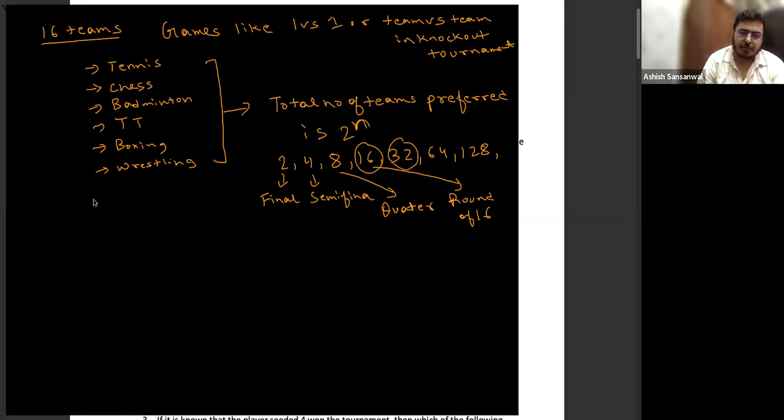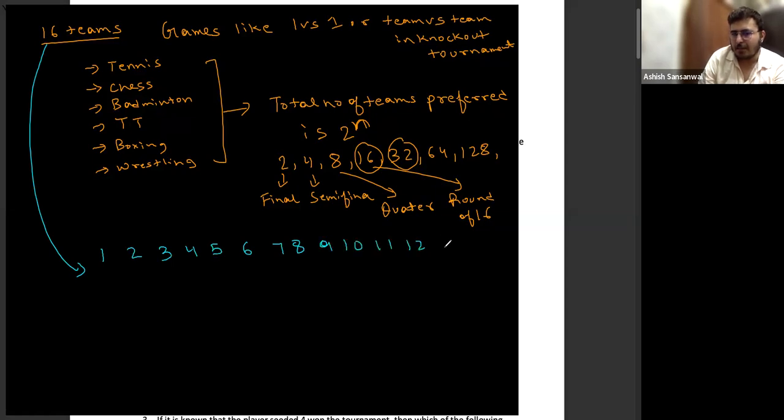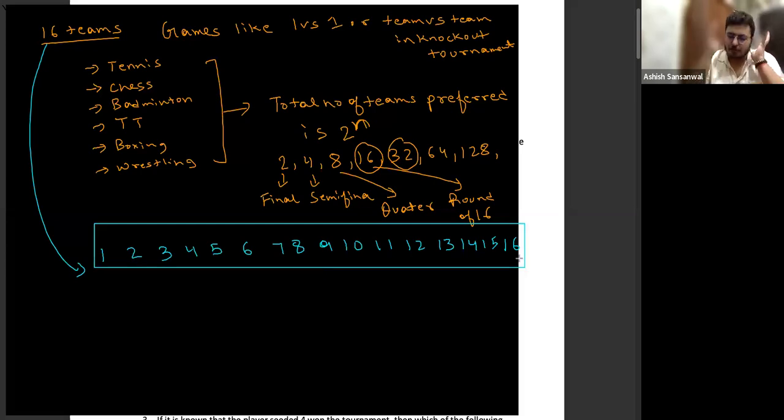Okay. Just stay with me. Okay. If there are 16 teams available, we are taking the example of 16 teams, numbered 1, 2, 3, 4, 5, 6, 7, 8, 9, 10, 11, 12, 13, 14, 15, and 16. I'm showing you a way to understand by which it will be relatively easier to visualize. I visualize this thing in this way, and after that I find it easy.